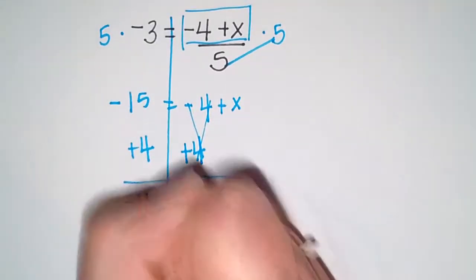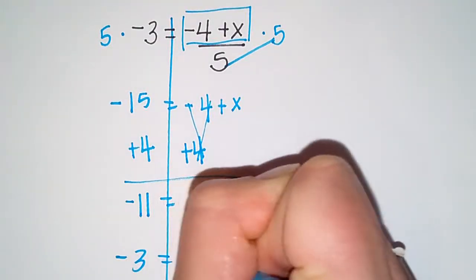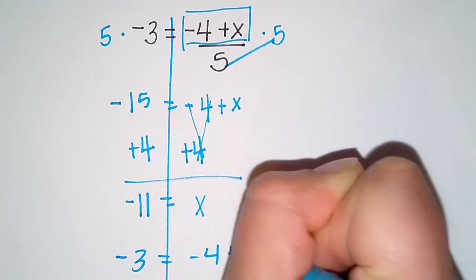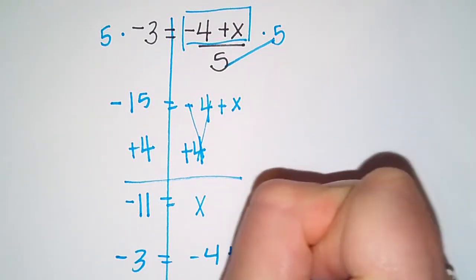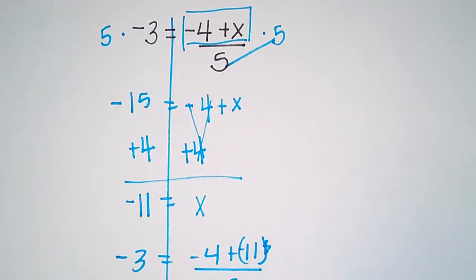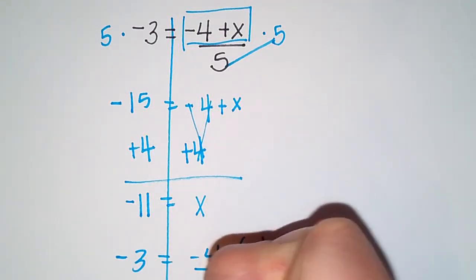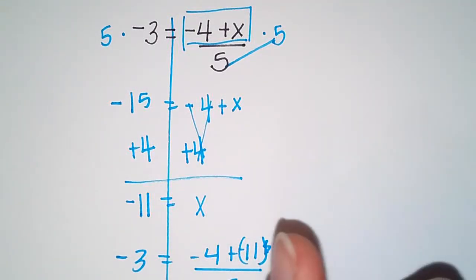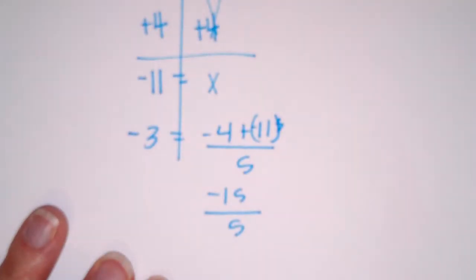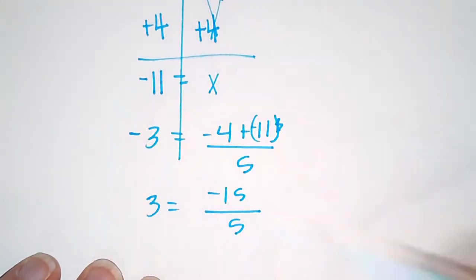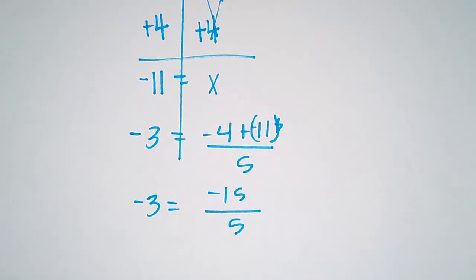We go ahead and check our work. Negative 3 equals negative 4 plus negative 11, all over 5. Negative 4 plus negative 11 is negative 15 over 5. 15 divided by 5 is in fact 3. And because we've got a negative divided by a positive, it will be negative. And therefore, our solution of x equals negative 11 is true.